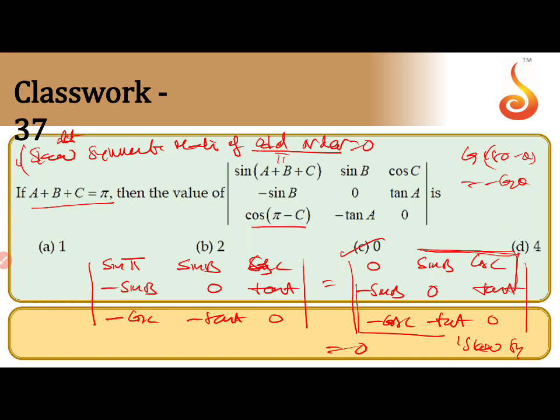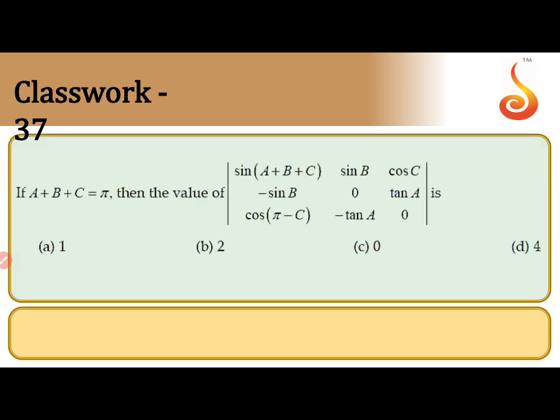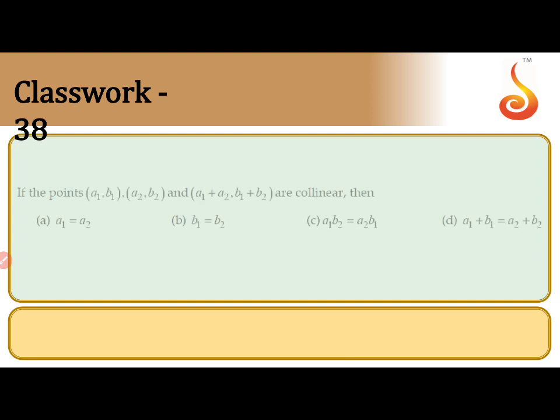This is also a very good question. A plus B plus C is pi. What is the value of the determinant? Because sin pi is 0, cos of pi minus C is minus cos C, and minus tan A, 0. So the diagonal elements are 0, and the upper and lower triangle parts have opposite signs. Then the inside is a skew symmetric matrix of odd order, which always gives 0 only. Check the answer. The answer is C.